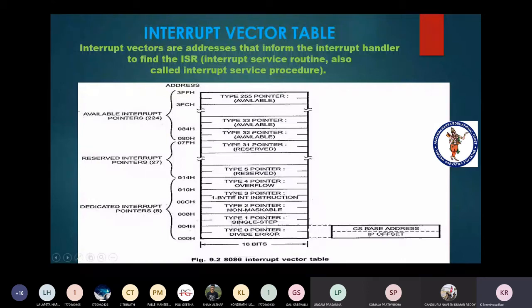This is an interrupt which is generated when the INT instruction is executed. INT 3, INT 31, INT 40, INT 255, these are all interrupts. So whenever such instructions are executed, one interrupt is initiated.